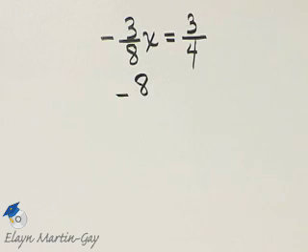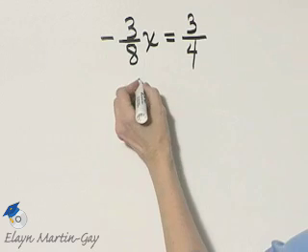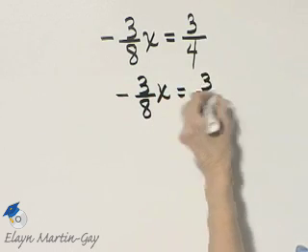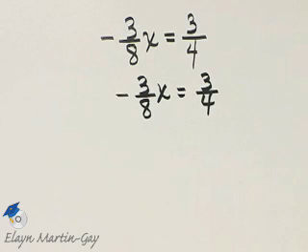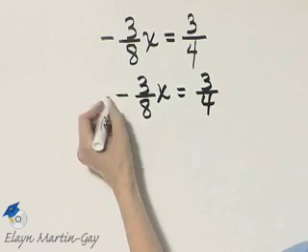First, I'm going to write down my equation just as it is. So that's negative 3/8x is equal to 3/4. And now I'll multiply the left side and the right side by the reciprocal of negative 3/8.